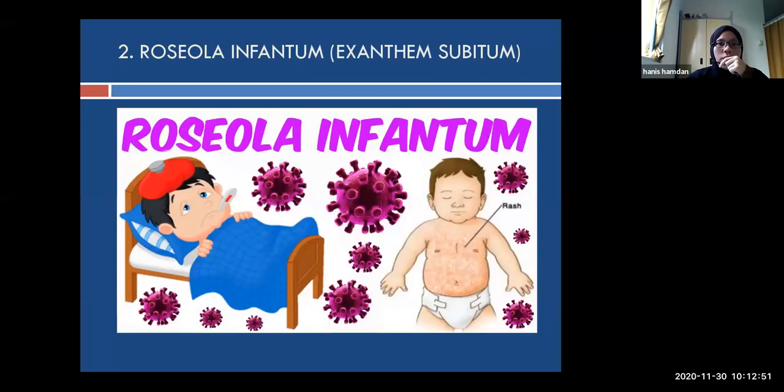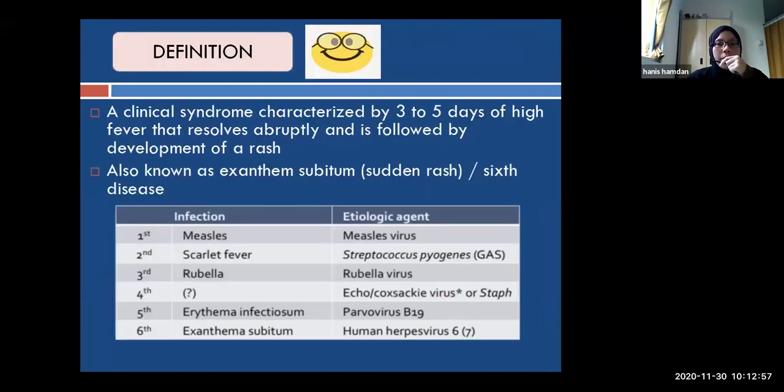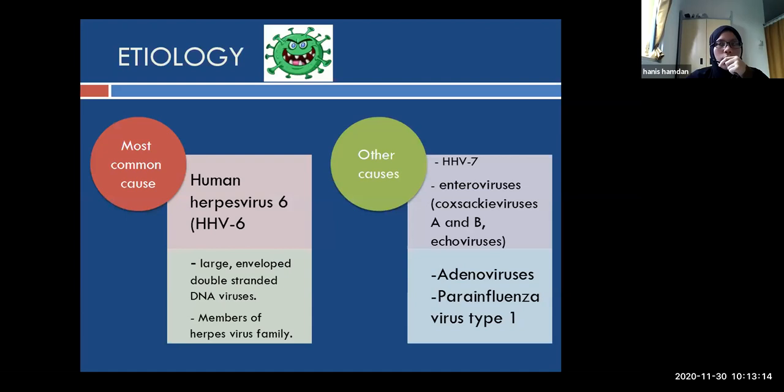The next topic I will explain is roseola infantum. Roseola infantum is a clinical syndrome characterized by 3 to 5 days of high fever that will resolve abruptly and is followed by development of rash. It is also known as exanthem subitum, sudden rash, or sixth disease. As for the etiology of roseola infantum, the most common cause is human herpes virus 6. Human herpes virus 6 is a large enveloped double-stranded DNA virus and it is also a member of the herpes virus family. Other causes of roseola infantum can be human herpes virus 7, enterovirus, adenovirus, and parainfluenza virus type 1.